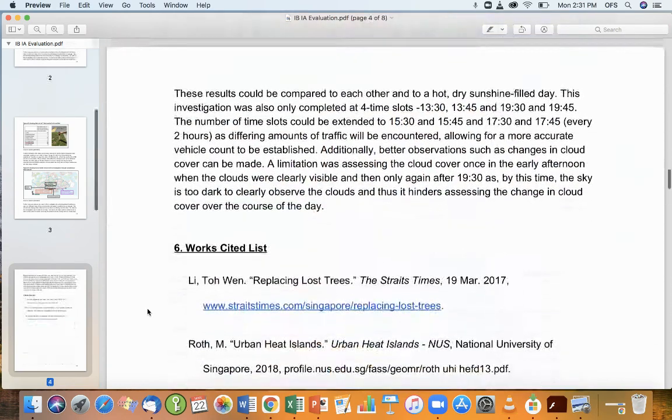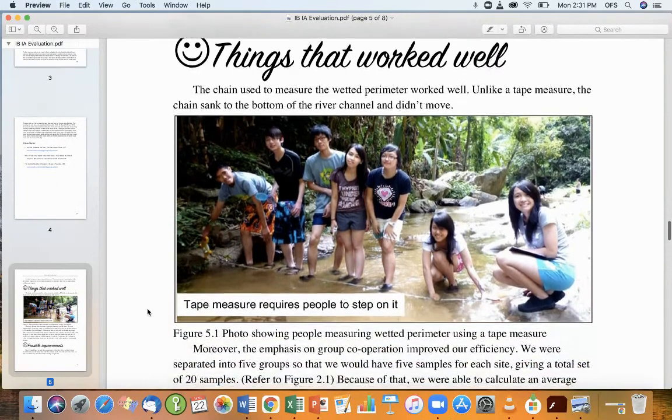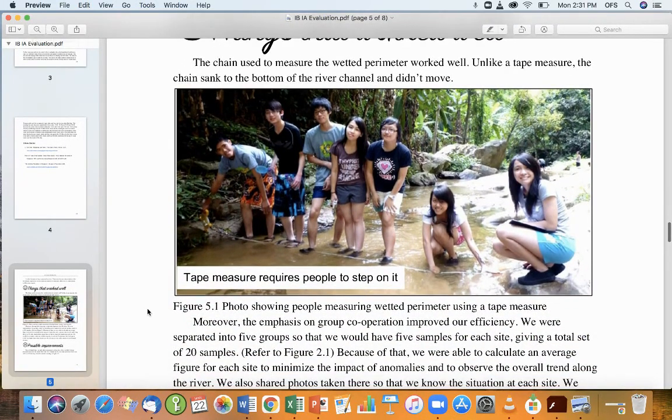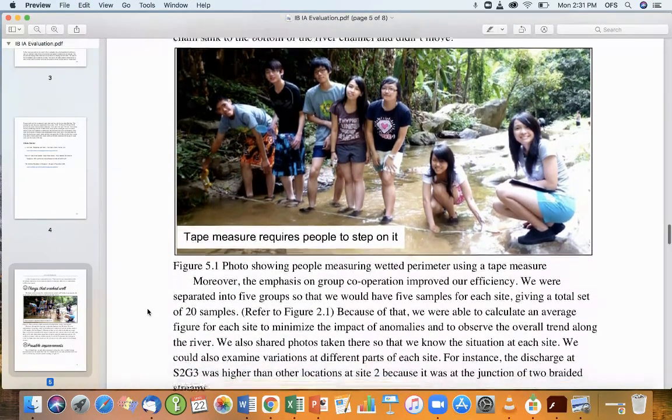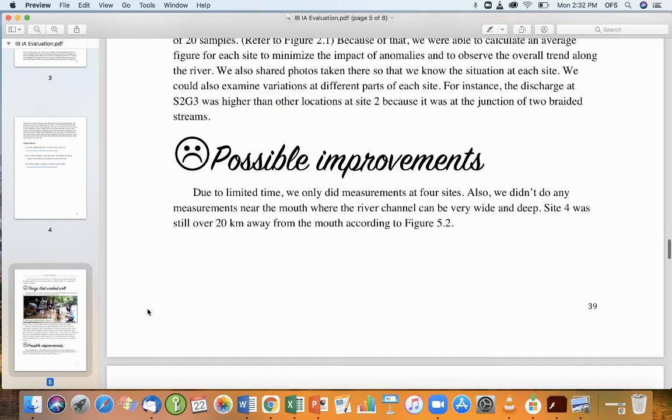If I move further on, I can go down to a river study. Same thing, things that work well. These students here are looking at the wetted perimeter. They're talking about how they used a tape measure. Possibly a limitation of that would be that it floats, and it needs many people to stand on it. This is okay if you're in a very shallow, narrow river, but if it gets a lot deeper, it's quite hard to see. You need more people, and you could suggest potentially using a chain.